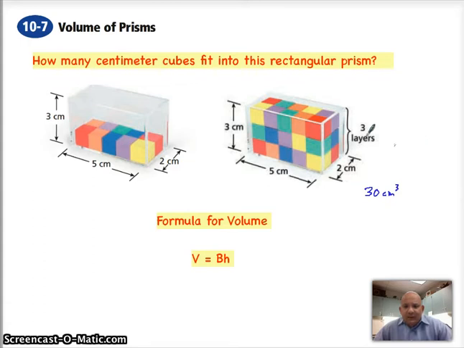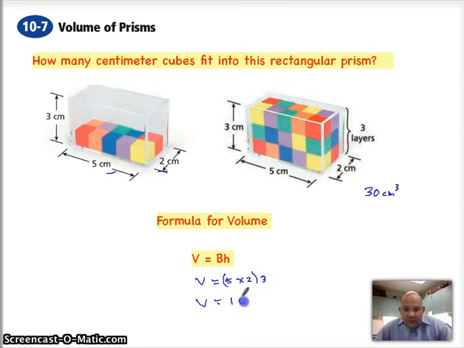Okay. Now we can arrive at that more simply with this formula. Here the formula is volume equals base times height. So what it's saying is the big B indicates the area of the base. So this layer right here. And we know what the area of a rectangle is, which is this base, by multiplying the 5 times the 2. So volume here equals 5 times 2, and then multiplied by the height. The height here happens to be 3 centimeters.